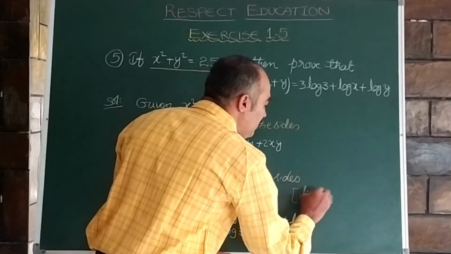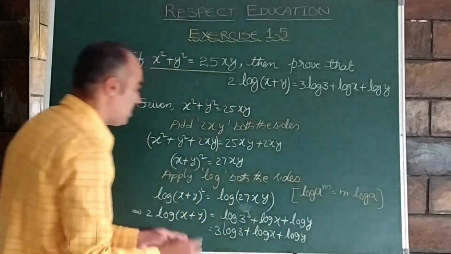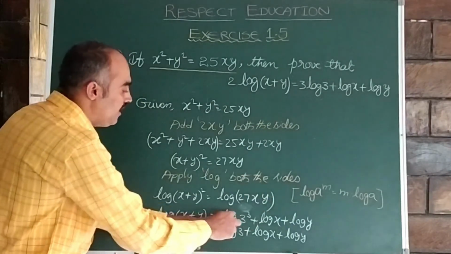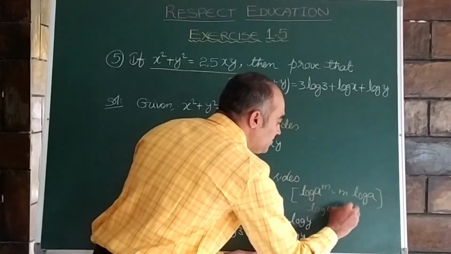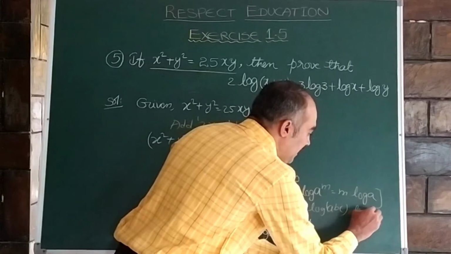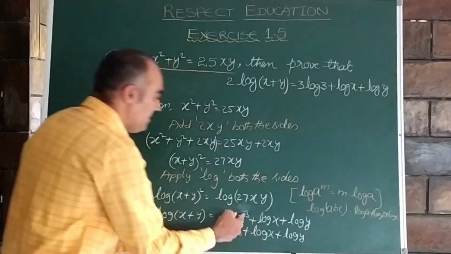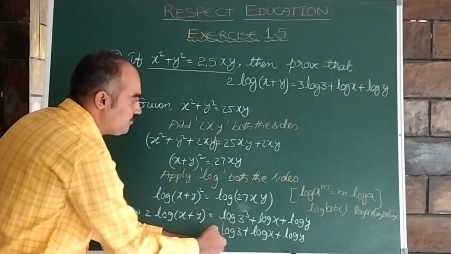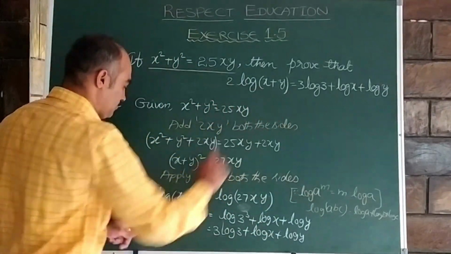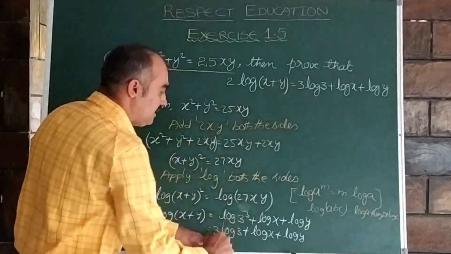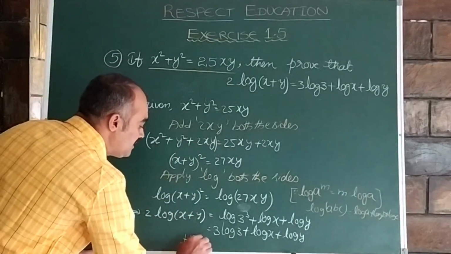So let us write the formula. Log a power m equals m times log a. And one more formula here: log of a into b into c can be written as log a plus log b plus log c, right? Again we have written 3 cube, this 3 comes forward, and this formula we have already mentioned here. Now we check the answer, children. 2 log x plus y equals 3 log 3 plus log x plus log y, right? So we got the answer. Hence proved.